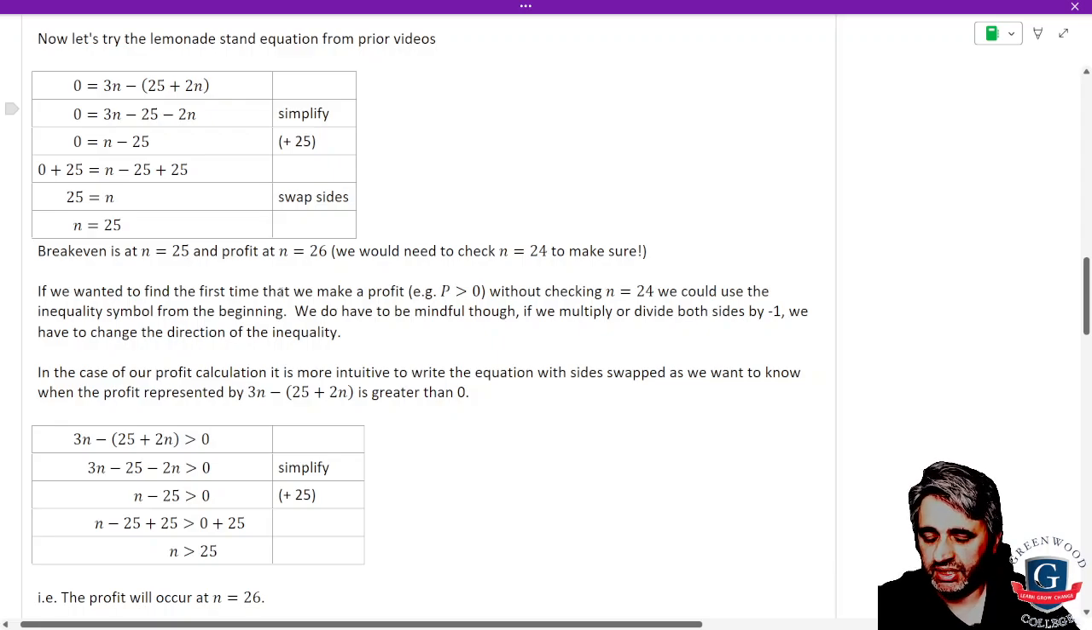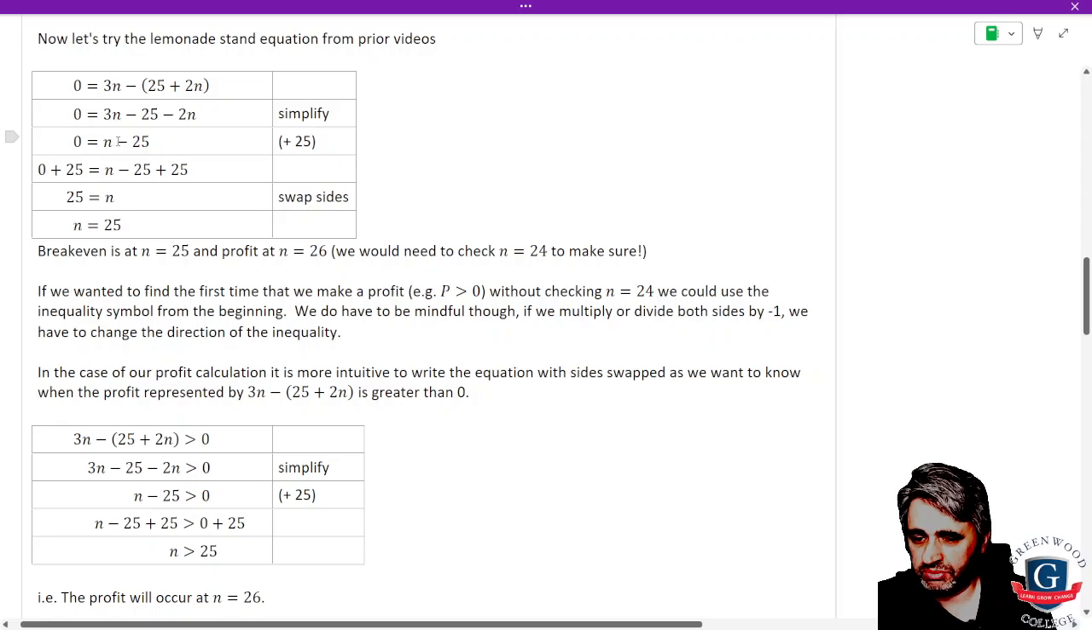Next one. Here's the lemonade stand problem. We have this complex equation here. What we're going to do is multiply that by -1 and that by -1, like we found out how to do with distributive law 2 videos ago. And that will leave us with 3n take 25 take 2n. 3n take 2n leaves us with n and minus 25.